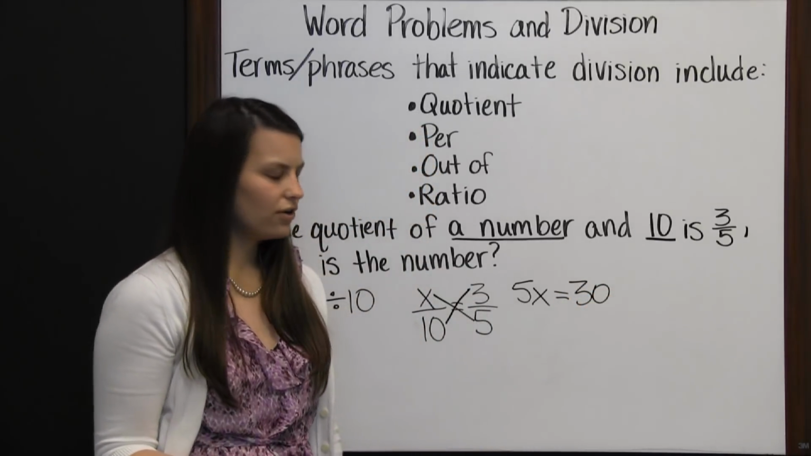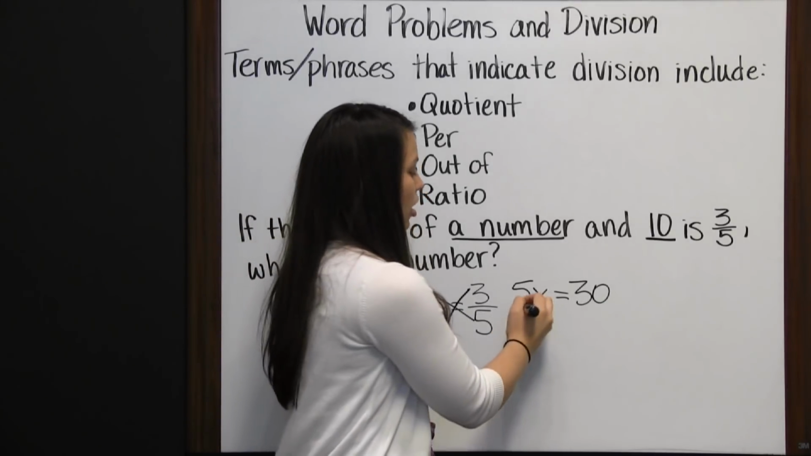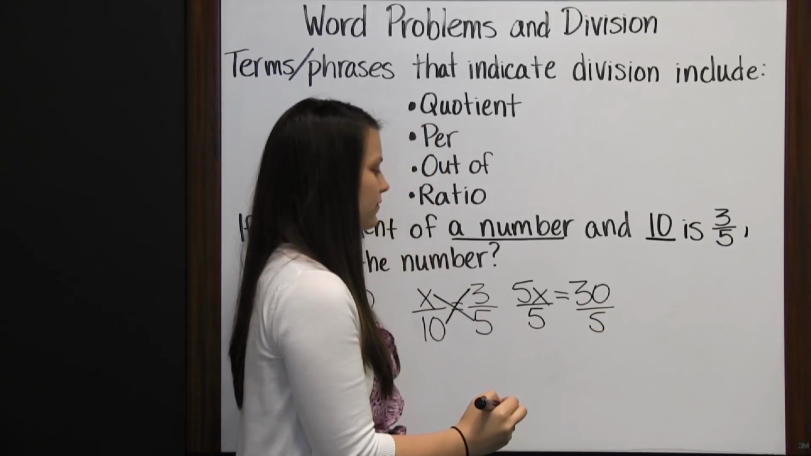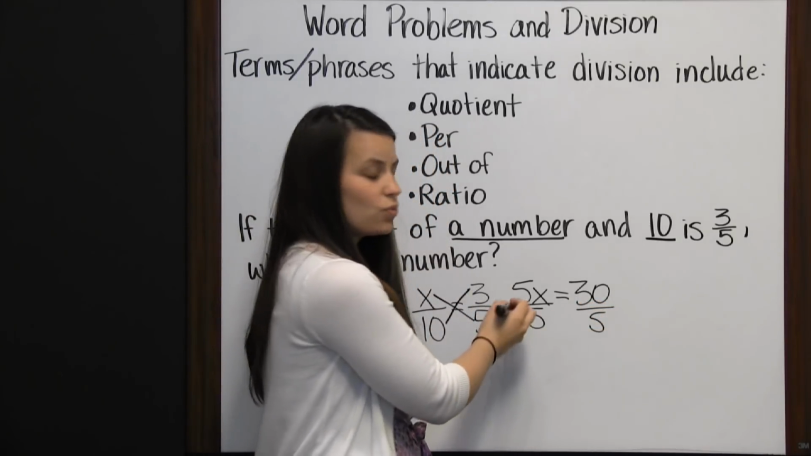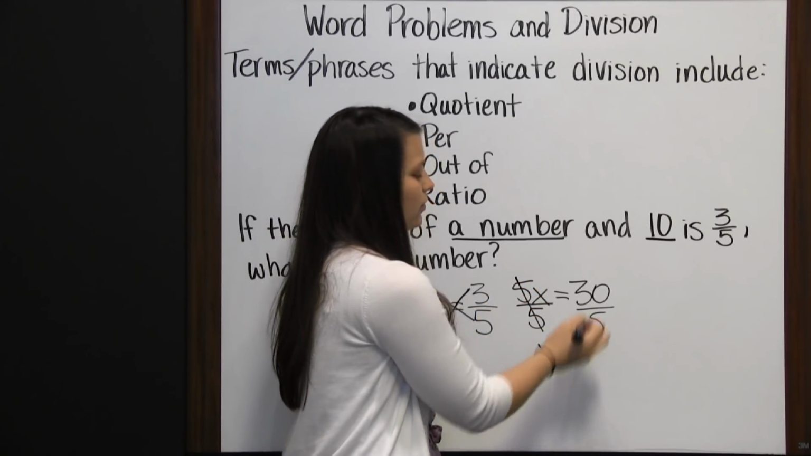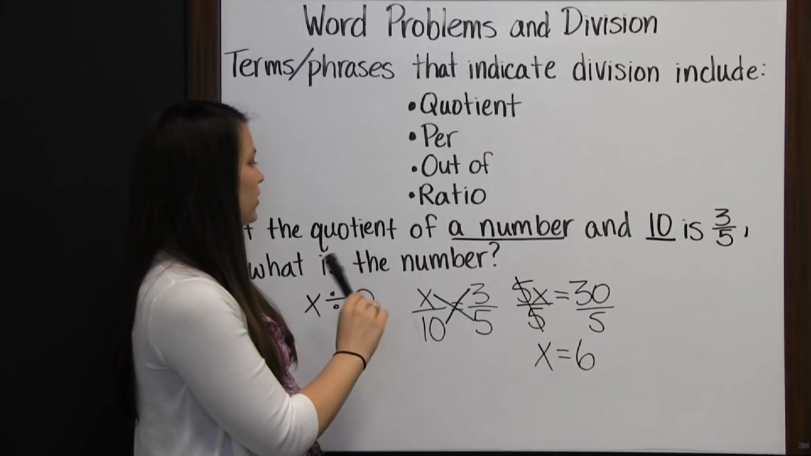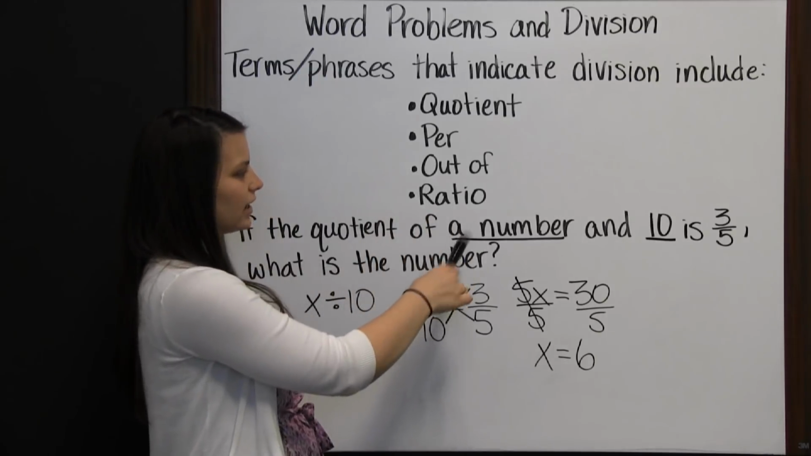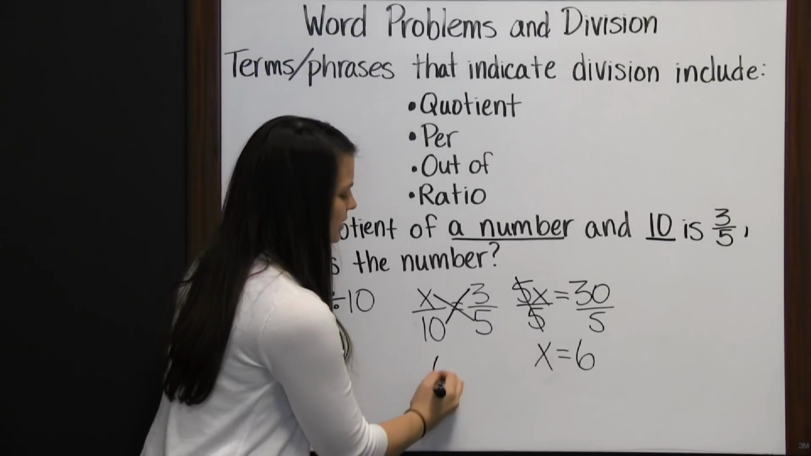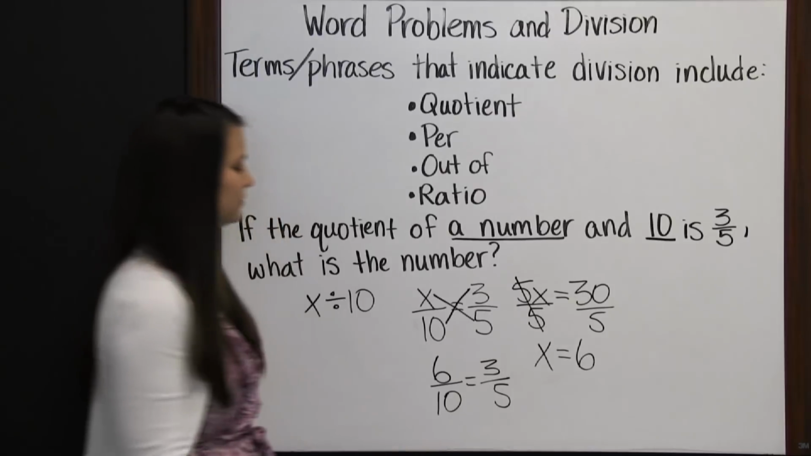And now we need to solve for x. This is 5 times x, and the opposite of multiplying is dividing. So we divide both sides by 5. 5 divided by 5 is 1. 1 times x is x, and that equals 30 divided by 5, which is 6. So the quotient of 6 and 10 is 3/5. And that's true. 6/10 does simplify to be 3/5.